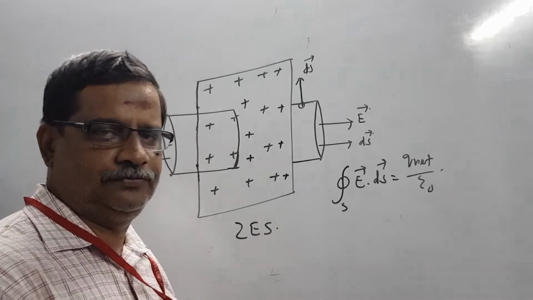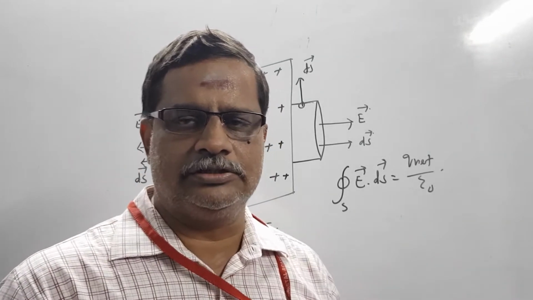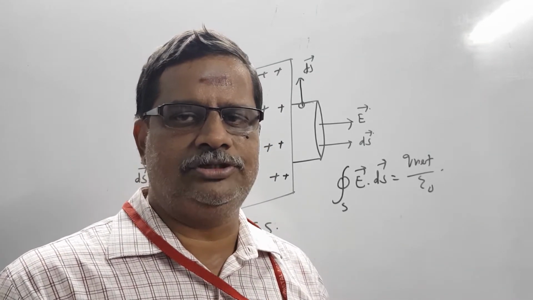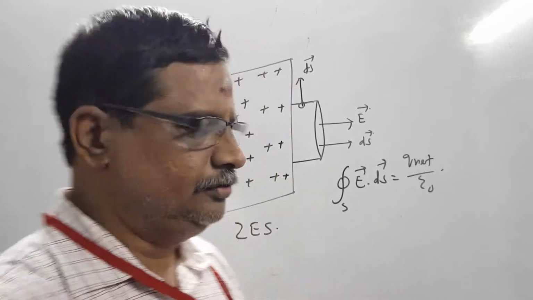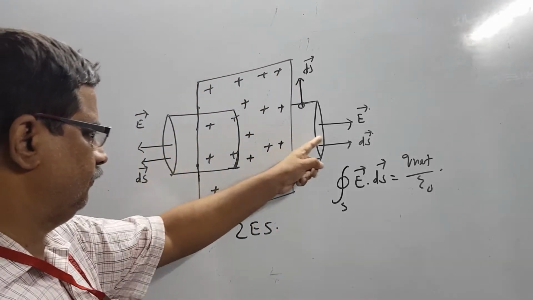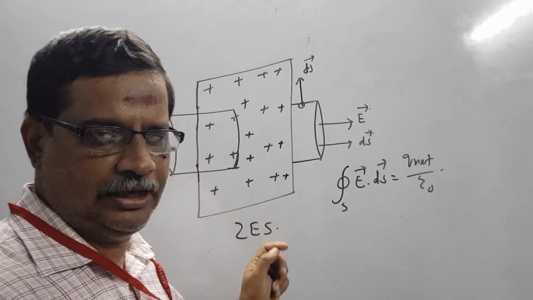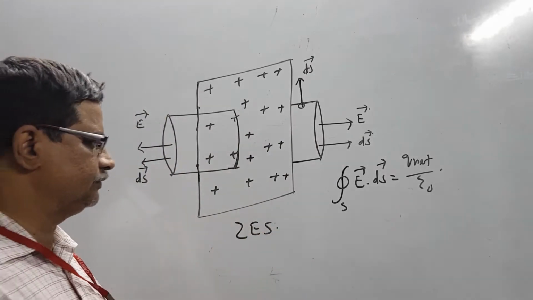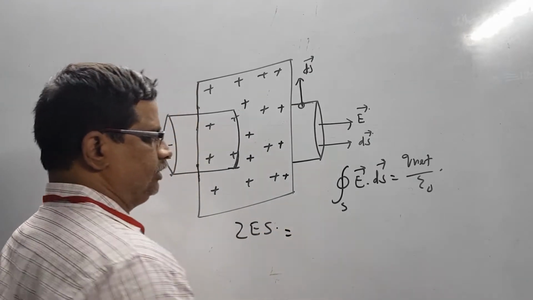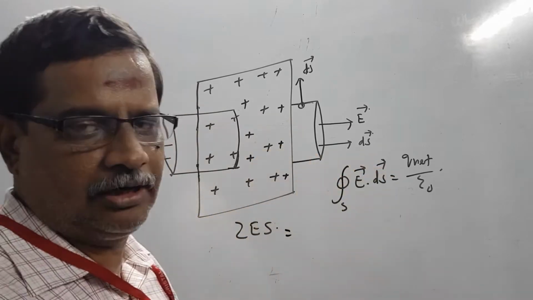Now you have a plane sheet of charge. When you charge such a sheet, the same charge will appear on both the surfaces. So you have two surfaces over which the charge is the same. So the net flux will be 2 ES. This should be equal to the net charge enclosed by the Gaussian surface divided by epsilon 0.